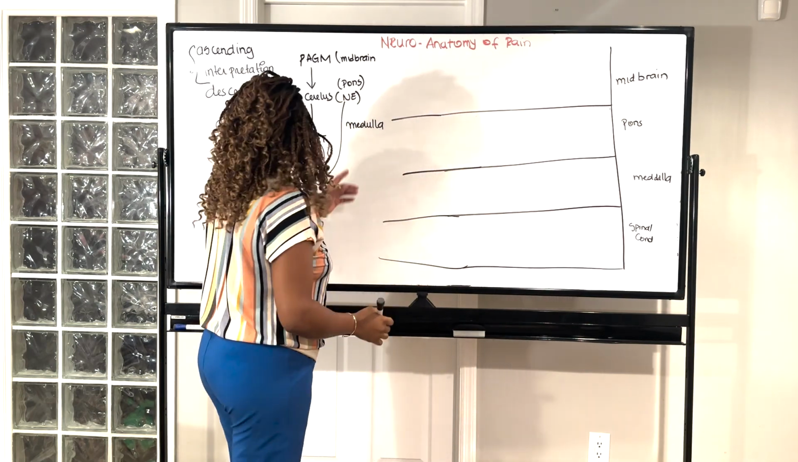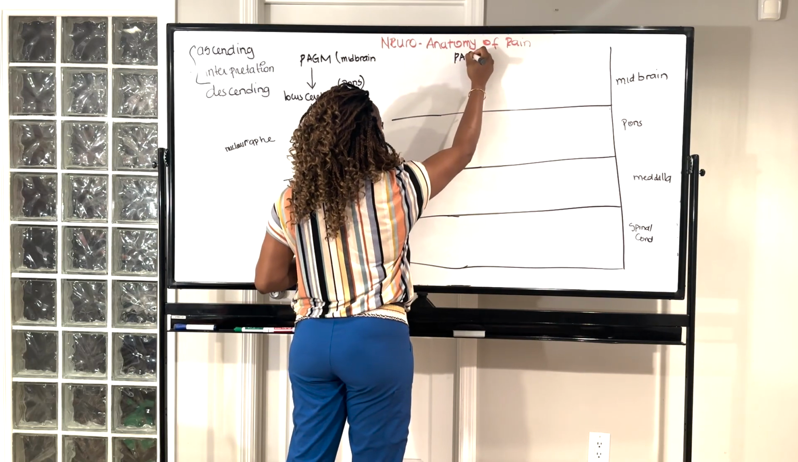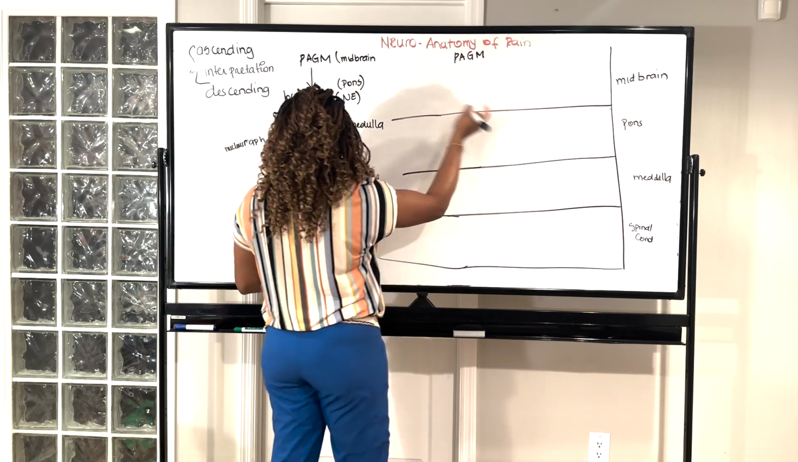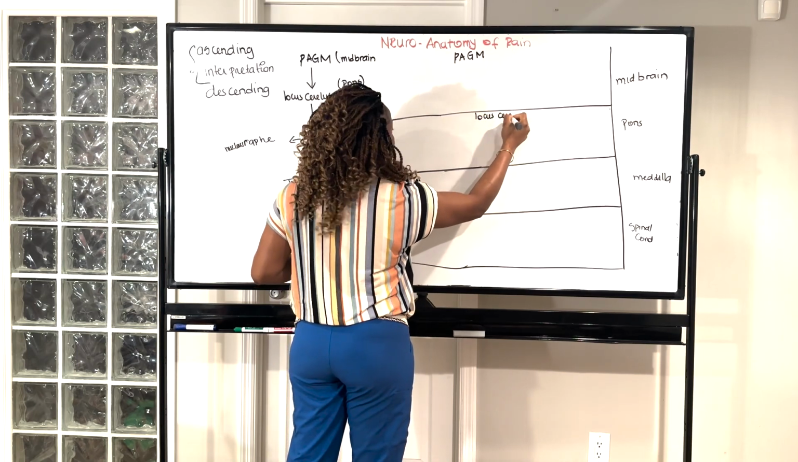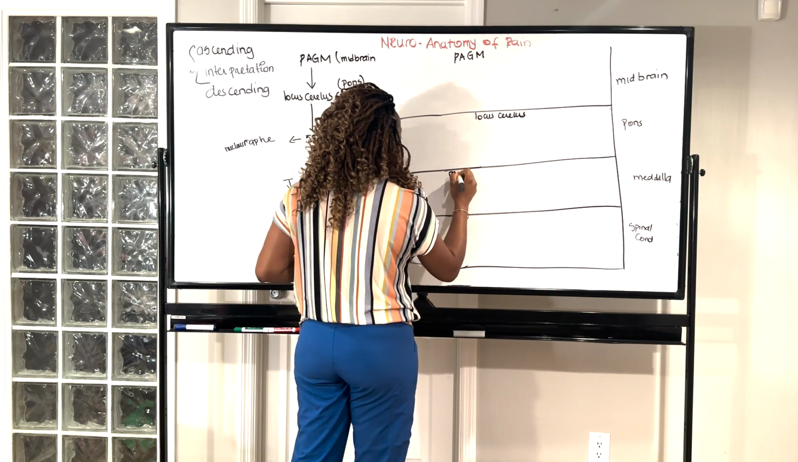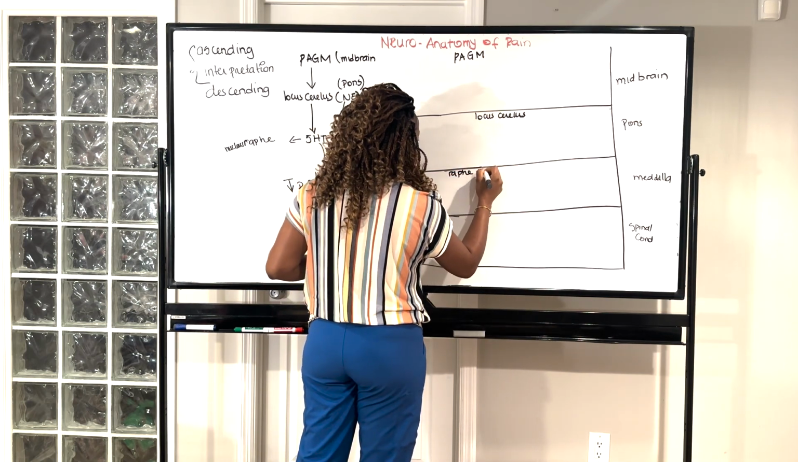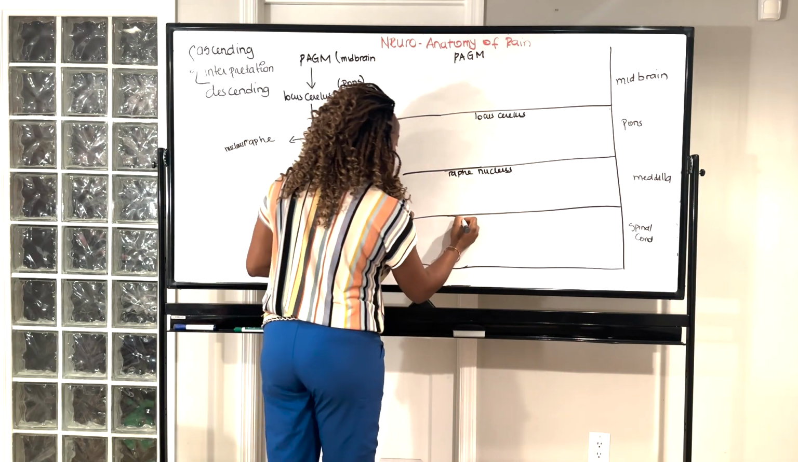So in the midbrain, we're going to have our periaqueductal gray matter. In the pons, it's going to be our locus coeruleus. In the medulla, the raphe nucleus. And in the spinal cord, the dorsal horn.